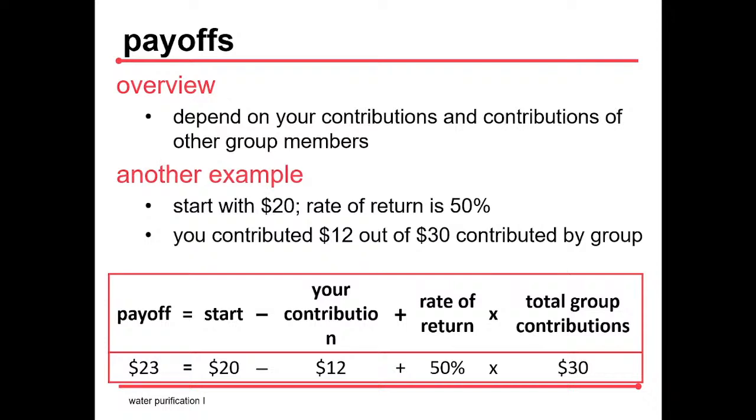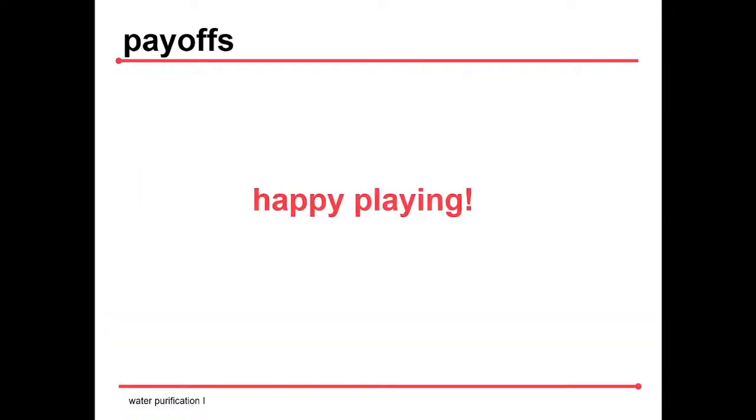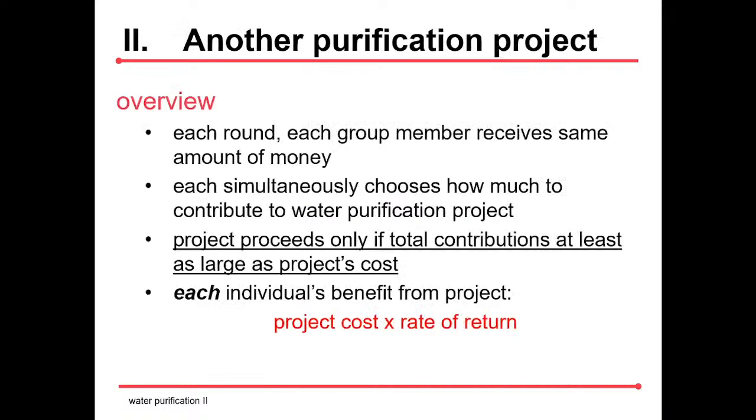Let's look at another example. Again, the rate of return is 50%, but here we assume that the others are more generous. You see, you're better off this time, because in the previous slide, you were worse off individually by contributing. But here, even if you contribute the same amount, 12, you get $15 back from the public good part, and so you end up with $23. We won't be playing today, but this is for tomorrow.